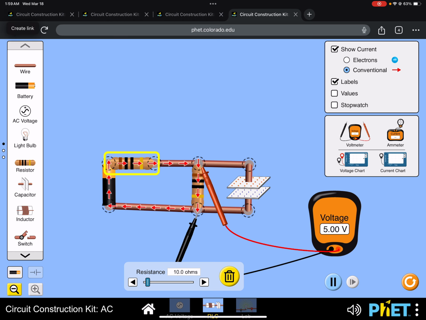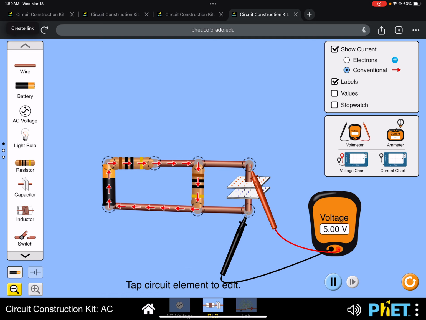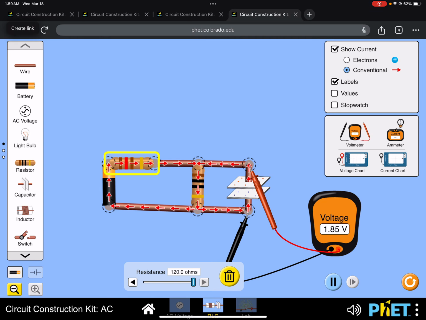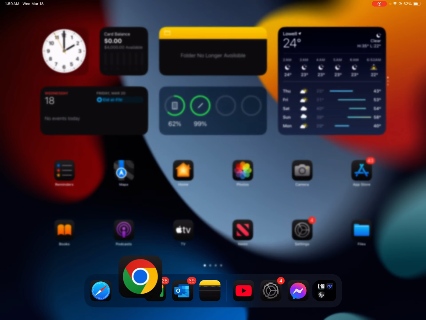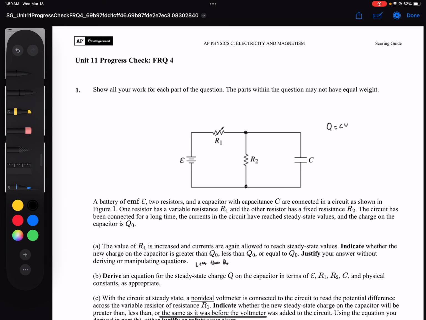But since I increase the resistance of R1, that's going to increase the voltage drop across R1, which then decreases the voltage drop across R2, which in effect decreases the voltage drop across the capacitor. Those two are in parallel. They have to have the same voltage drop because they're in parallel. And if the voltage across the capacitor decreases, then the charge on the capacitor also decreases, as we can see in the simulation.